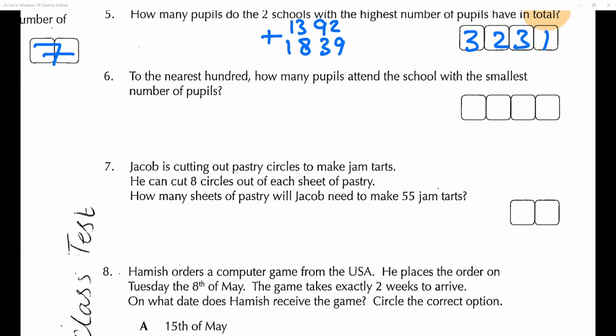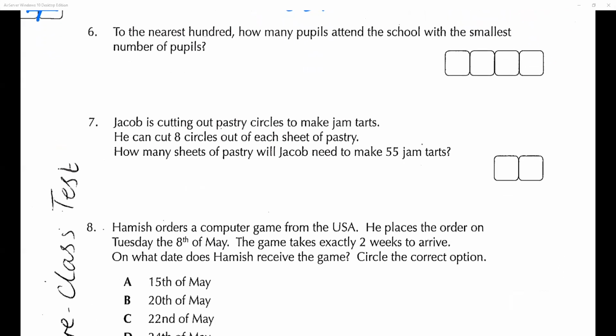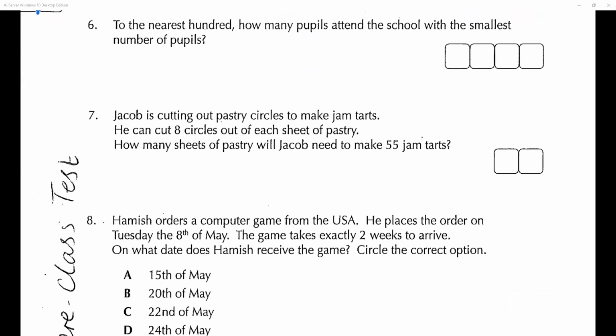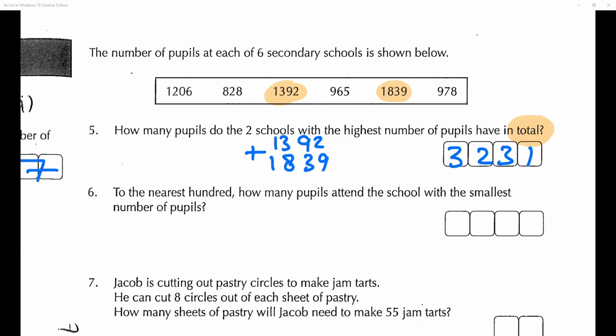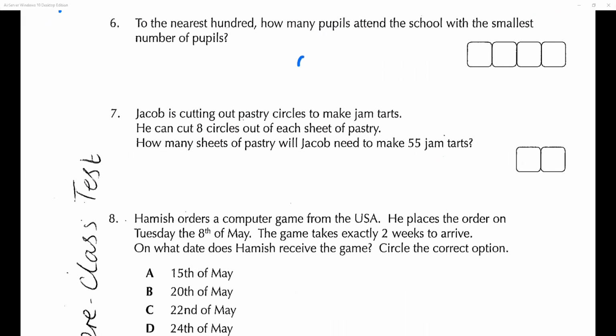Okay, Iman. Excellent. Right, next. Let's have Mr. Yahya, number 6, please. To the nearest 100, how many pupils attend the school with the smallest number of pupils? So first of all, which is the lowest number of students? 828. So 828 is the lowest. Now let's write that number down. And they want to find out what is that to the nearest 100? 800. Fantastic. You stop at the 8. You look at the 2. The 2 is actually less than 5. So you leave the 8 alone. So the answer will be 800.